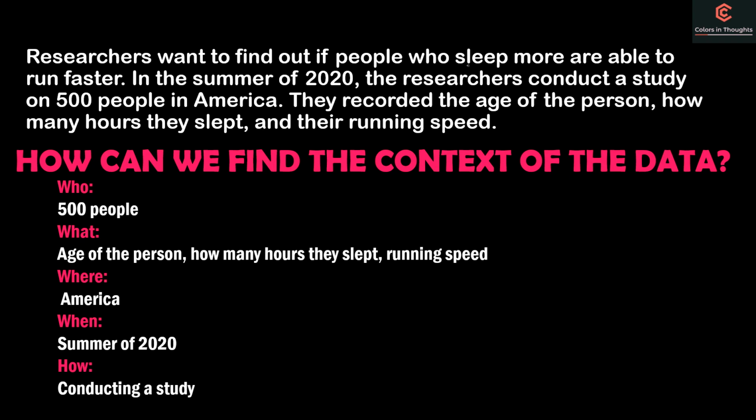Who was the data collected on? 500 people. What was the data collected on? The age of the person, how many hours they slept, and their running speed. Where was this study conducted? In America. When was the study conducted? In the summer of 2020. How did the researchers collect this data? The researchers conducted a study to find the data. As we can see, by answering questions like this when reading a description or looking at a table, we can effectively find the context of the data.